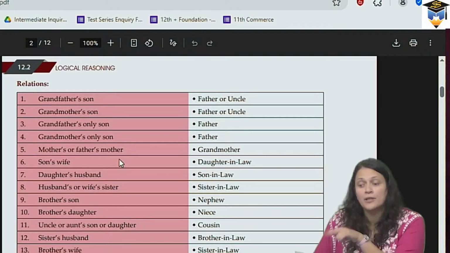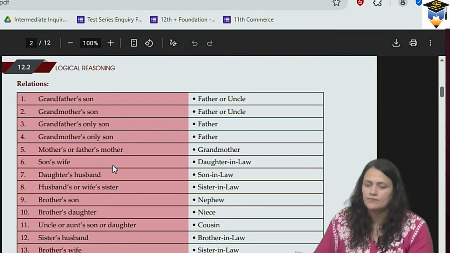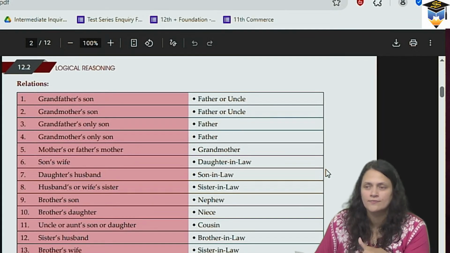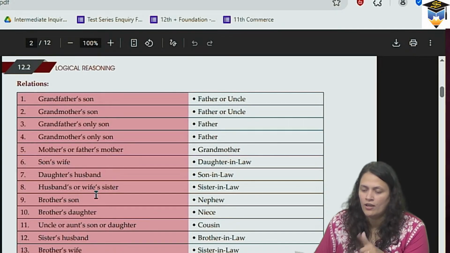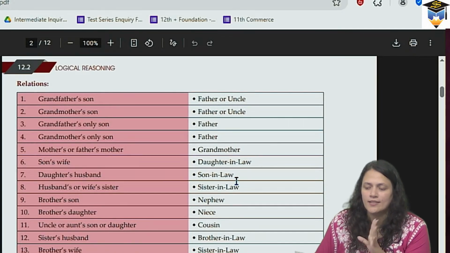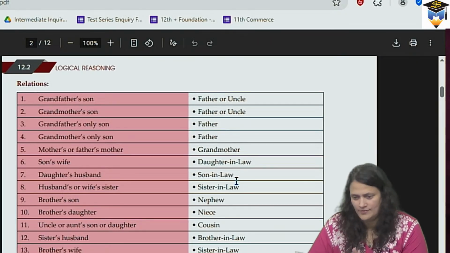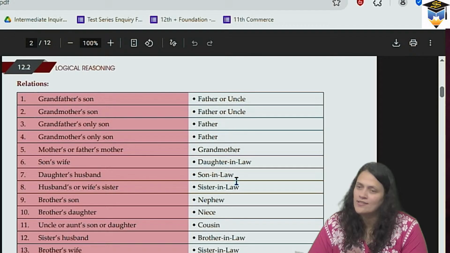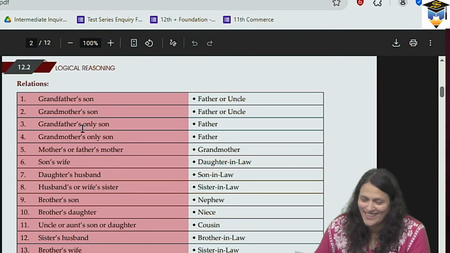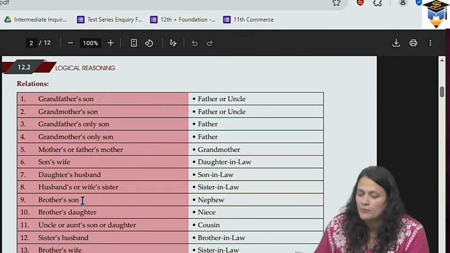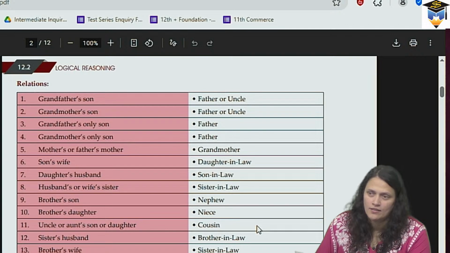Mother or father's mother is grandmother. Son's wife is daughter-in-law. Daughter's husband is son-in-law. Son-in-law, in Marathi, Zavai. In Hindi, Jamai. Correct. So next, brother's son is your nephew. Brother's daughter is niece. So what do we call nephew and niece in Marathi?